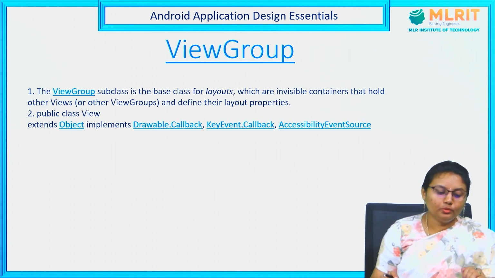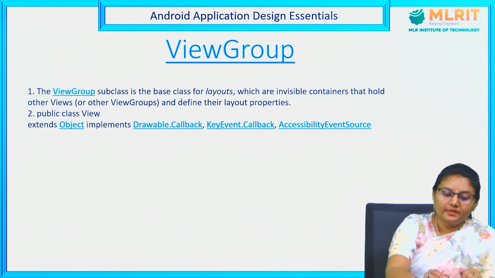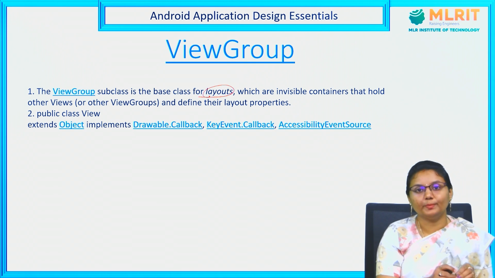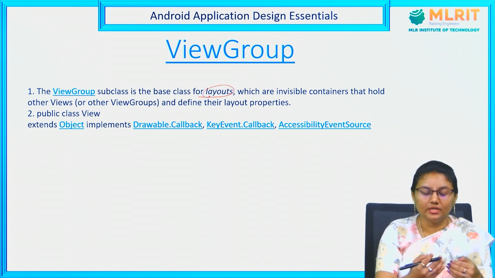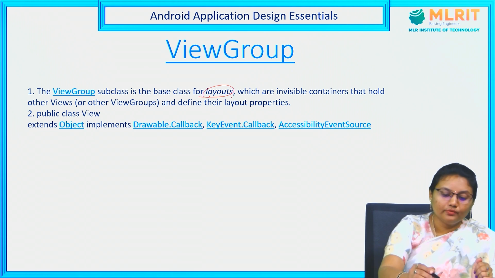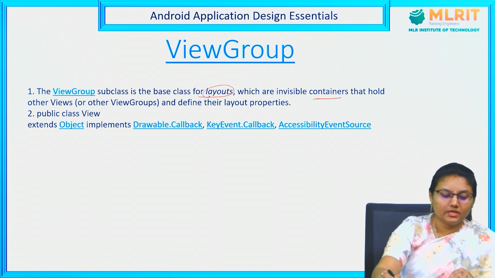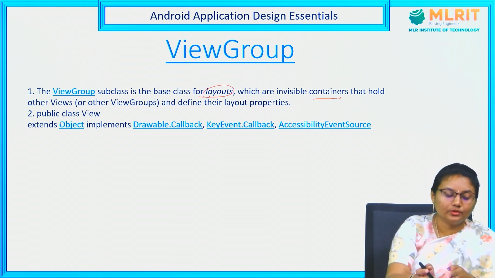Then view group. View group is a subclass, a base class for your layouts. As we have seen in the hierarchy, we have the view group and views below your view. So your view group may contain a set of view groups or also a set of views, which are invisible containers that hold other views. So how can you access that in your Java?